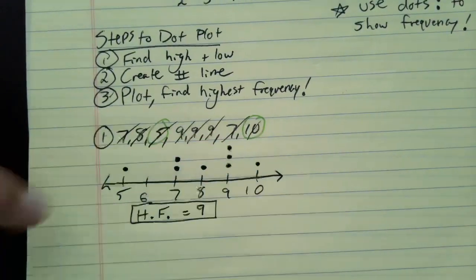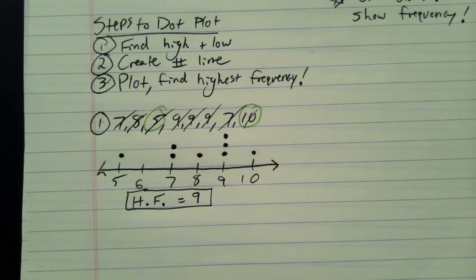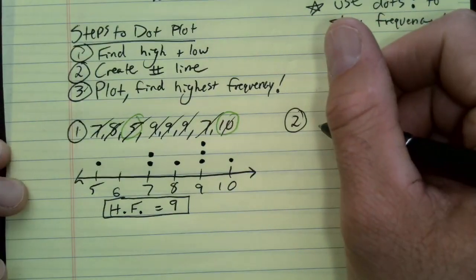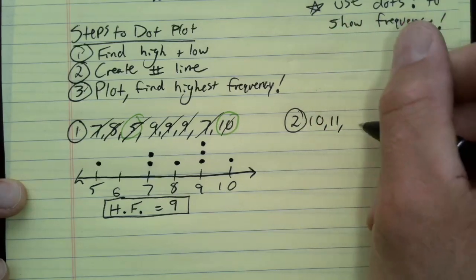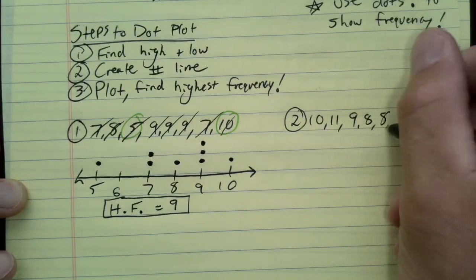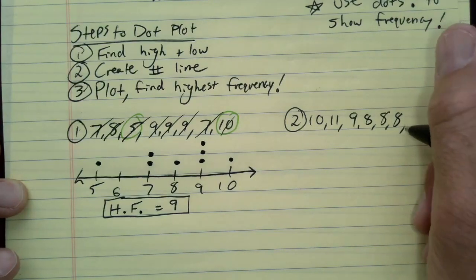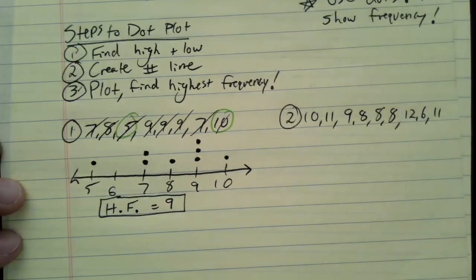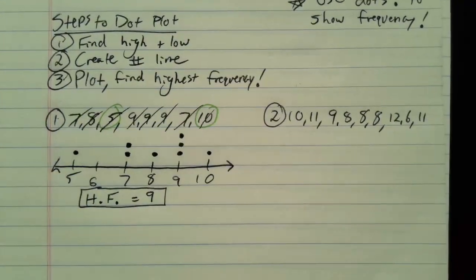9 is your highest frequency. That's it. Let's see another one. Number 2 is showing the numbers 10, 11. These are a little bit larger. 9, 8, 8, 8, 12, 6, and 11. All right, so 10, 11, 9, 8, 8, 8, 12, 6, 11.